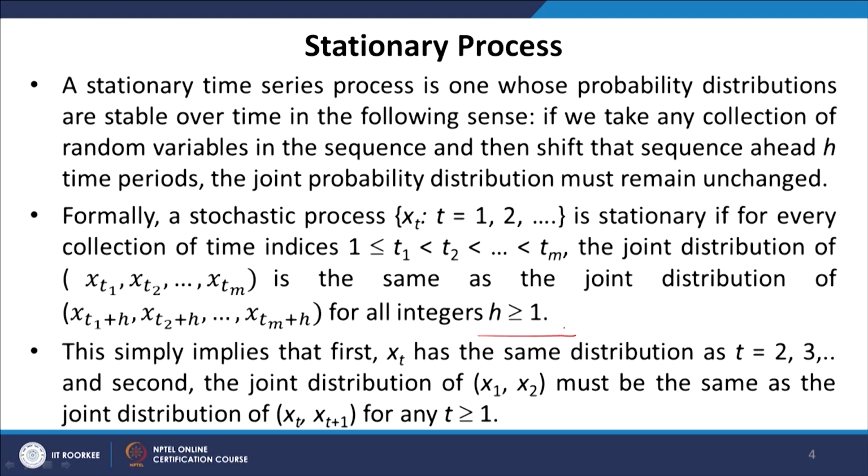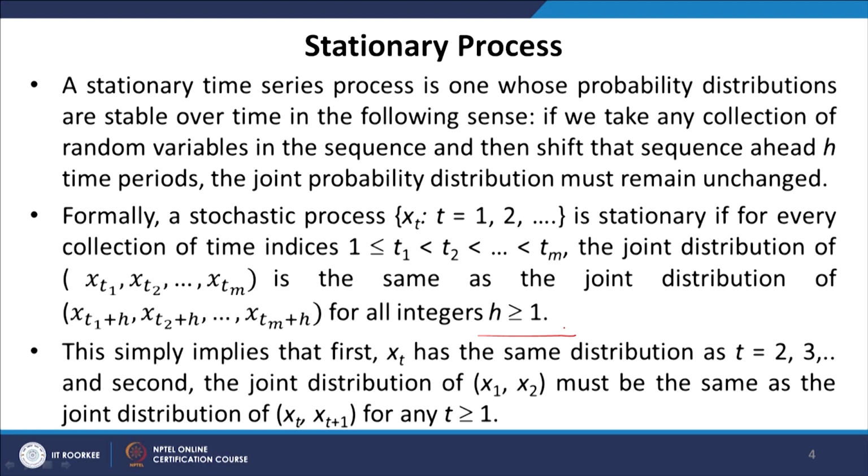This formal definition is actually complicated, but what it simply implies is, first of all, that x t has the same distribution for t equals 1, 2, 3 and so on. So, for all time periods the stochastic process x t will have the same distribution. And the second thing it implies is that the joint distribution of x 1, x 2 must be the same as the joint distribution of x t and x t plus 1 for any t greater than or equal to 1. This definition of stationarity refers to strict stationarity.